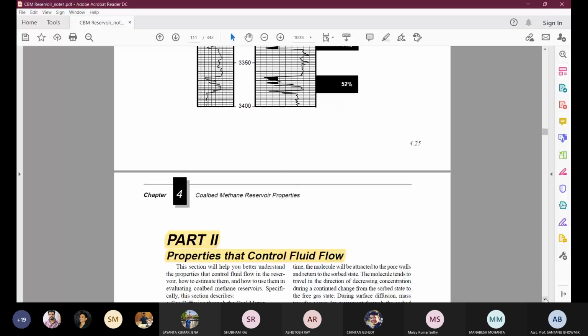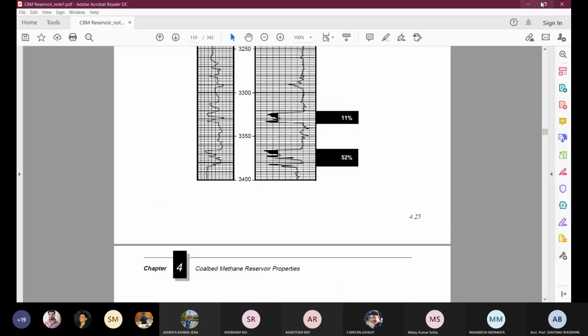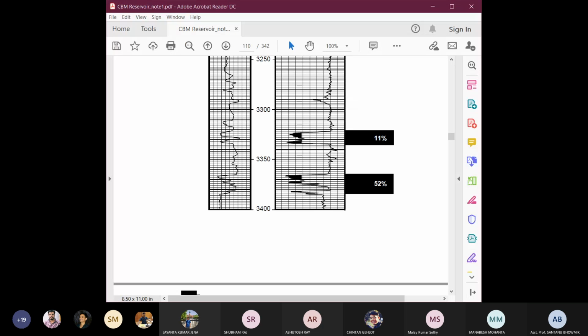The next part, the gas control, the properties that control the fluid flow, will be started after your examination. So, any questions from anyone?